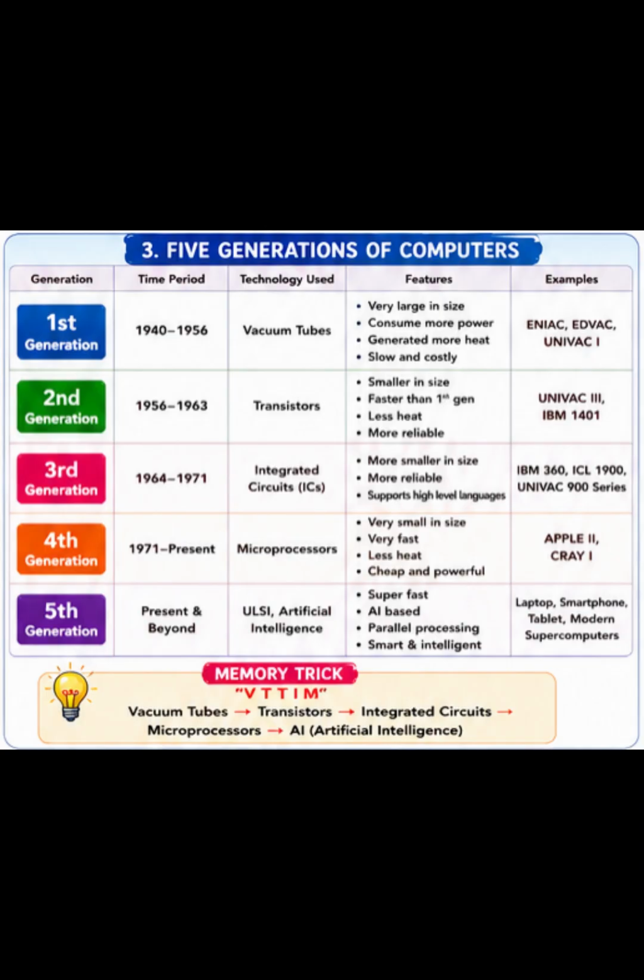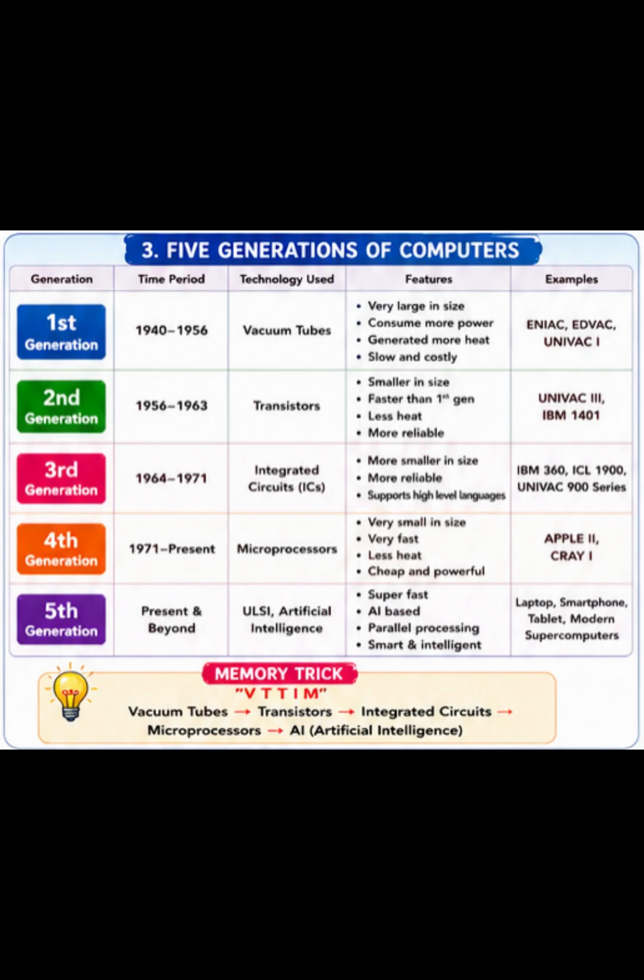Let's zoom through time in Section 3, 5 generations of computers. To remember them easily, just use the trick VTTMU. The first generation used giant, hot vacuum tubes. These computers were as big as a whole room. The second generation switched to smaller, faster transistors.